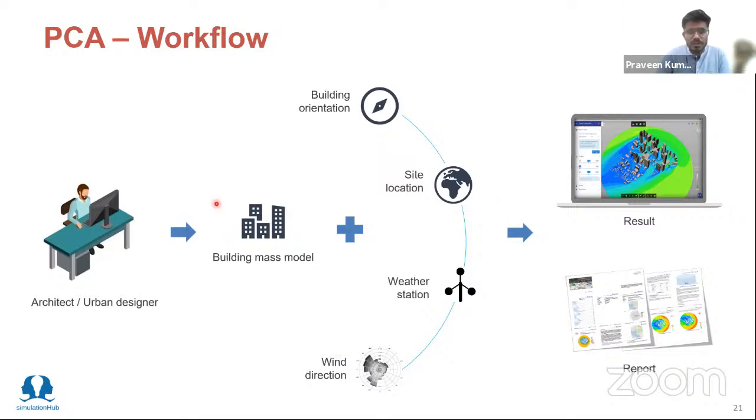The designer uploads the building mass model and gives some more information about the building or the site, very relevant inputs like the site location, the orientation of the building, and which weather data should be taken from the weather station. We provide a list of weather stations nearby the site location and the user can select from them. And then how many wind directions are to be considered for the study. That's it. These are the inputs we collect from the user.